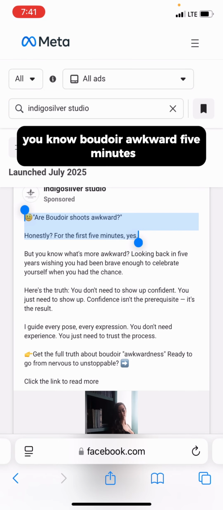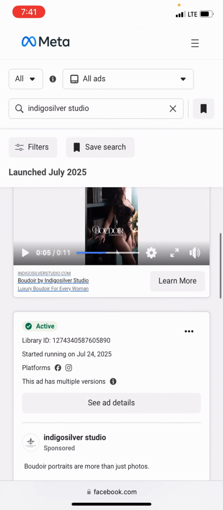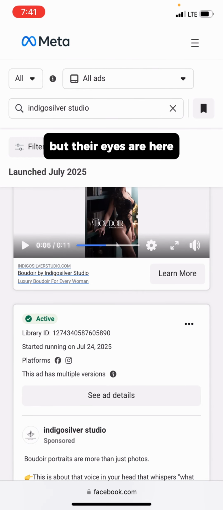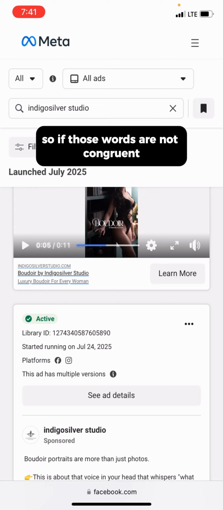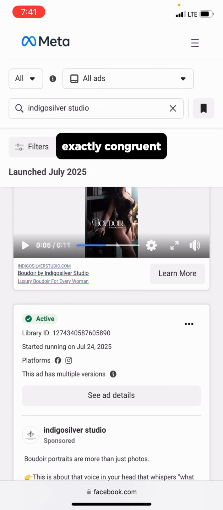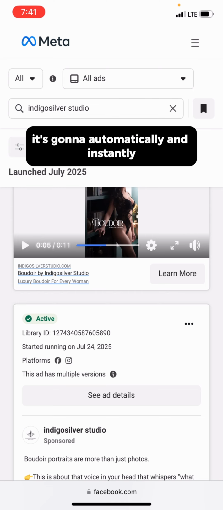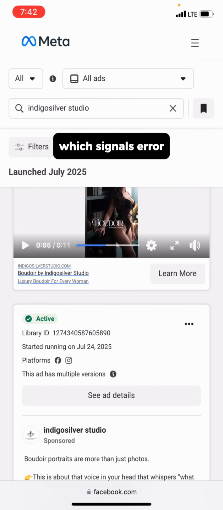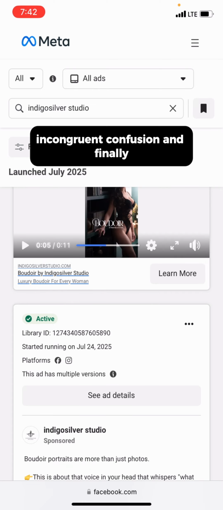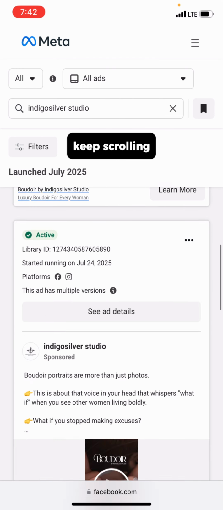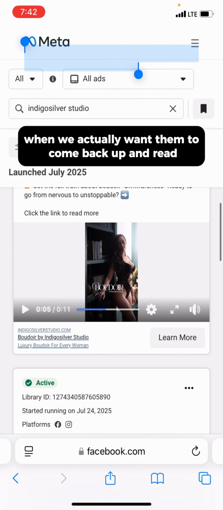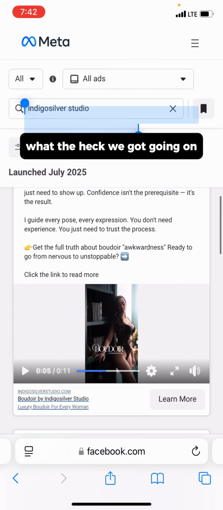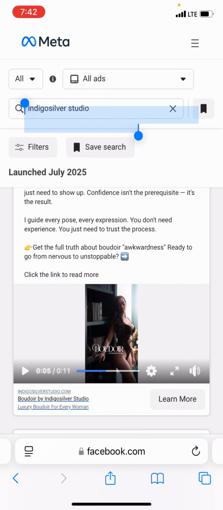headline. Boudoir, awkward, 5 minutes, but their eyes are here. So if those words are not exactly congruent, it's going to automatically and instantly trigger the error detection network in their brain, which signals error, incongruent, confusion, and finally, keep scrolling. When we actually want them to come back up and read what the heck we got going on.